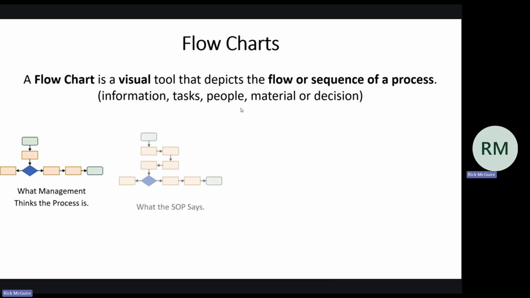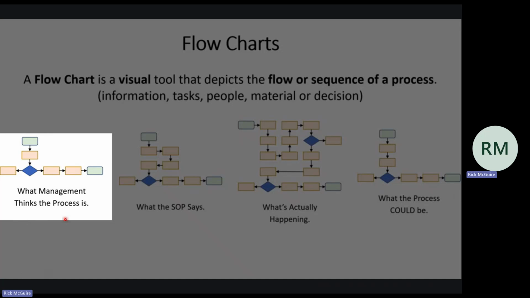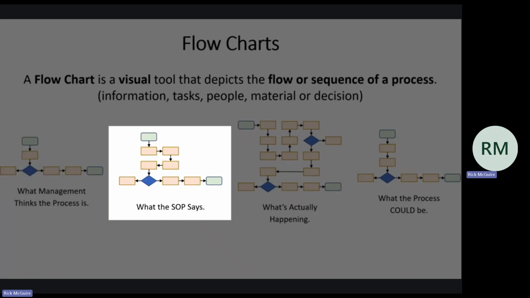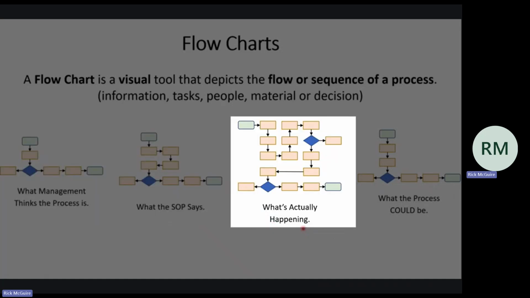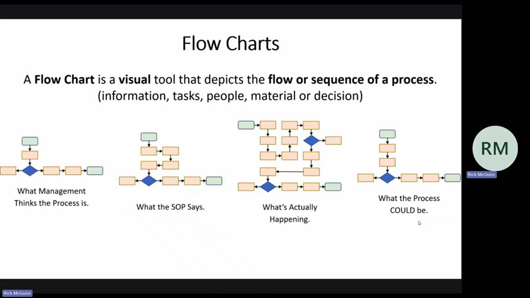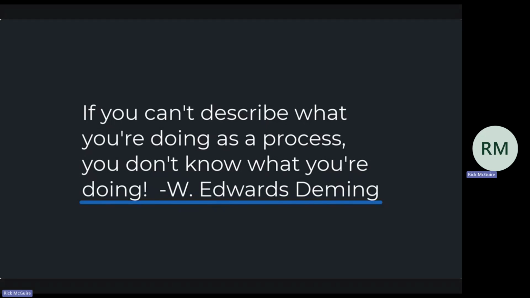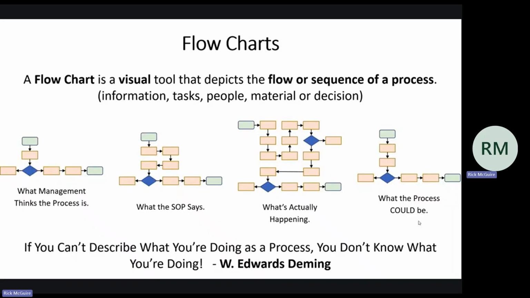And I love using this analogy. Oftentimes when we sit down to analyze a process, there's what management thinks is happening, there's what the procedure says is happening, there's what's actually happening on the production floor, and then there's what could be happening. And the beauty of a flowchart is it gets everyone on the same page about what's actually happening. And I love this quote from Dr. Deming, who said, if you can't describe what you're doing as a process, you don't know what you're doing. And the best way to describe what you're doing is to use a flowchart. That's why this tool is so powerful.